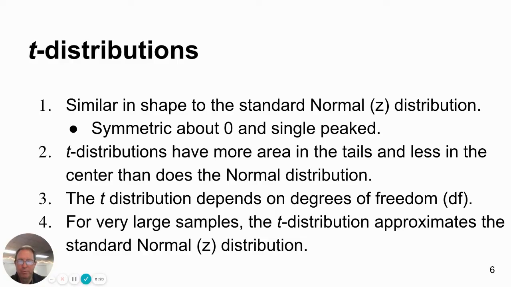Now, we've talked about the normal distribution, the binomial distribution, and geometric distribution. Now I'm going to introduce you to the T distribution. Actually, it's a family of distributions. The T distribution is similar in shape to the standard normal Z distribution in that it is symmetric about 0 and has a single peak. T distributions have more area in the tails and less area in the center than does the normal distribution. The T distribution depends on something called the degrees of freedom. I'll explain that. And for very large samples, the T distribution approximates the standard normal or Z distribution.